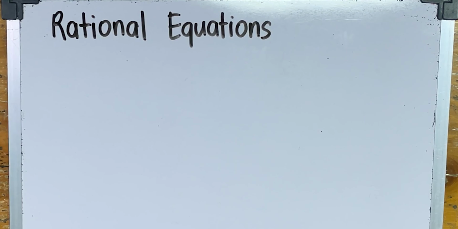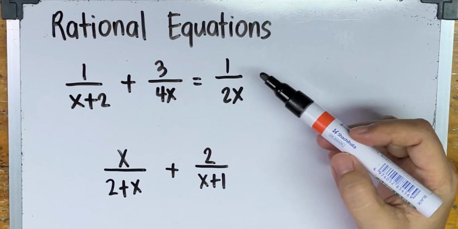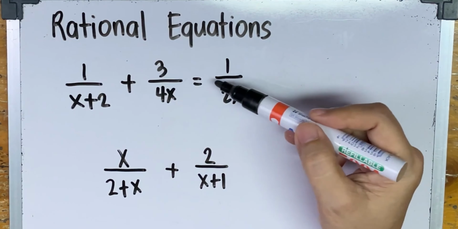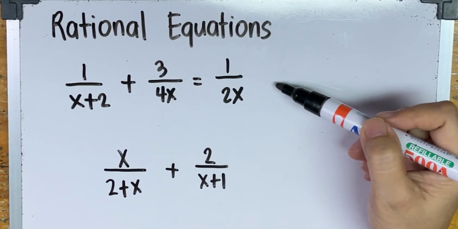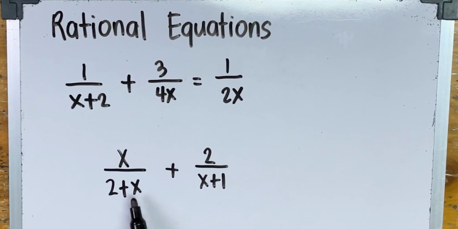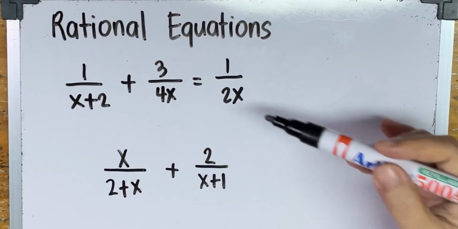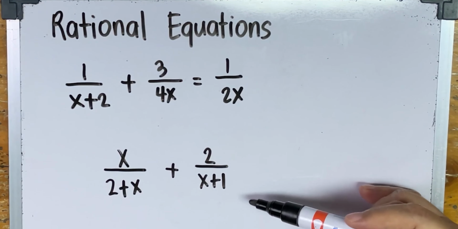In my previous videos, we focused on rational expressions. Gumamit tayo ng addition, multiplication, subtraction, division that involves rational expression. We need to understand the difference between an equation and an expression. Okay, itong nasa itaas, 1 over x plus 2 plus 3 over 4x equals 1 over 2x is a rational equation. Itong namang nasa baba, x over 2 plus x plus 2 over x plus 1 is an expression. An equation contains an equal sign while yung expression does not.